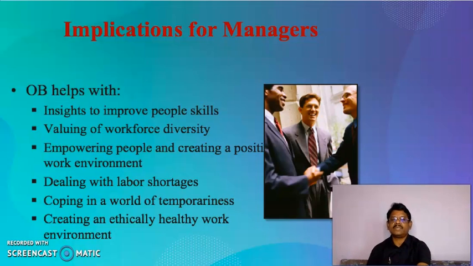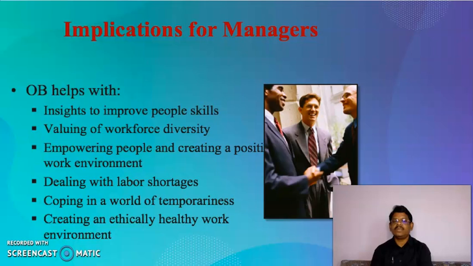Managers' implications are something very unique. The manager is supposed to look at certain things. OB helps with insights to improve people skills, valuing workforce diversity, understanding each and every individual's value system, ethics and belief system, and then involving them by respecting each individual's values and culture. Empowering people and creating a positive working environment is another important thing. At the same time, dealing with labor shortage, because now we have a shortage of skills, a shortage of the right people at the workplace, in terms of their attitudes and their matching with the job. In that context, you can see that OB is very handy and has a lot of implications for the workplace.